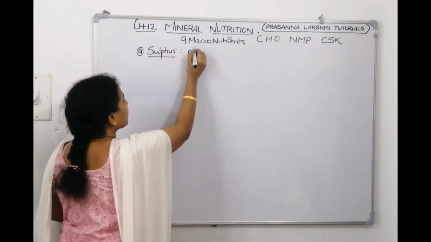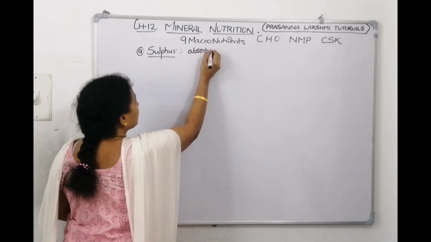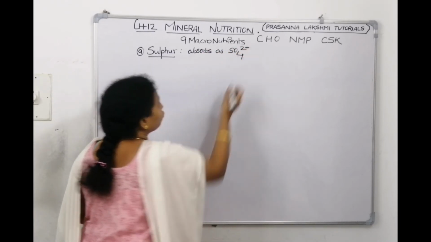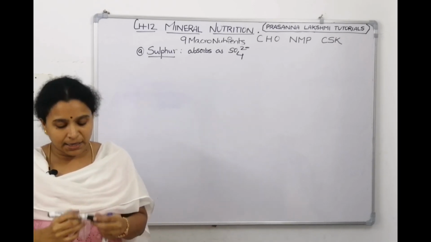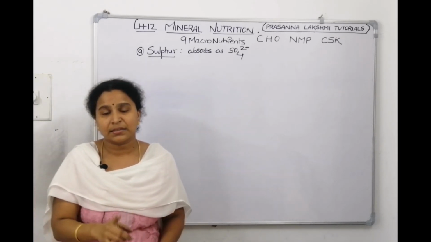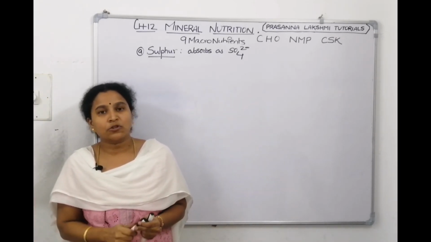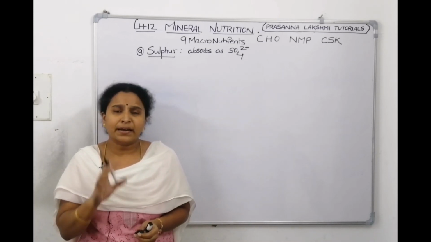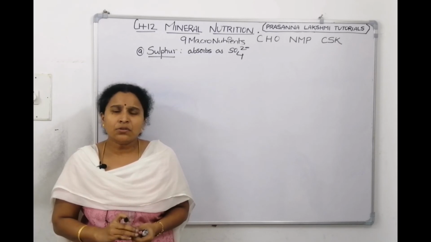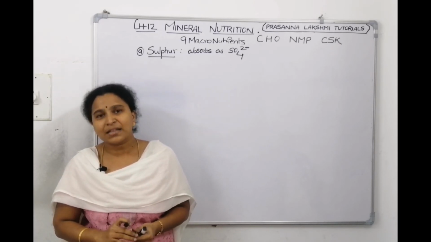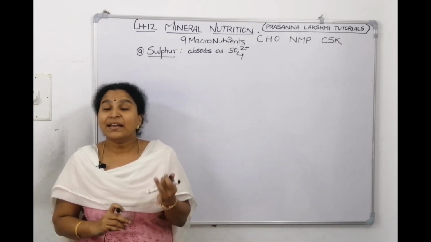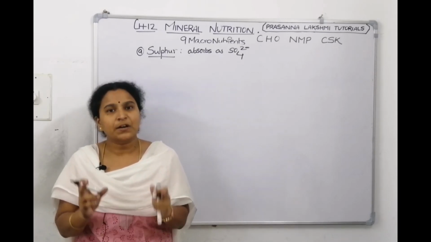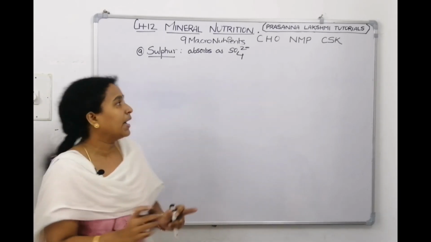Plant absorbs sulfur as SO4 2-, as NCERT says. In which ionic form the plant absorbs, they will ask us. I saw it in the NEET paper, so we have to remember this point also. Now where is sulfur required? Did you see sulfur containing amino acids? Methionine and cysteine, right? So sulfur is a part of sulfur containing amino acids.